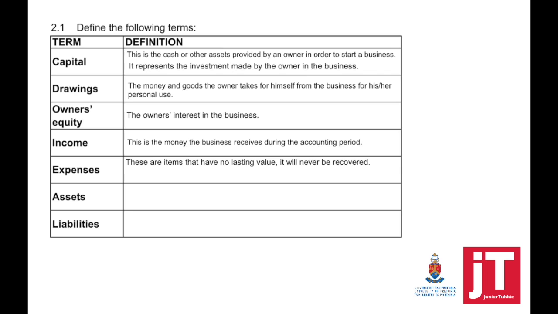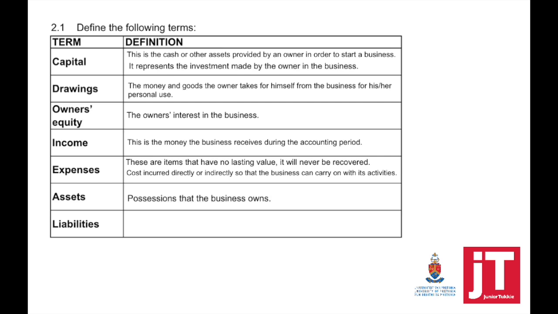Expenses are items that have no lasting value. It will never be recovered. It is cost incurred directly or indirectly so that the business can carry on with its activities. If we look at a few examples, we need to pay our employees their monthly salary or weekly wages. We need to pay our telephone account. We need to pay our insurance. This is cost incurred in the business so that we can keep the business running and operating.